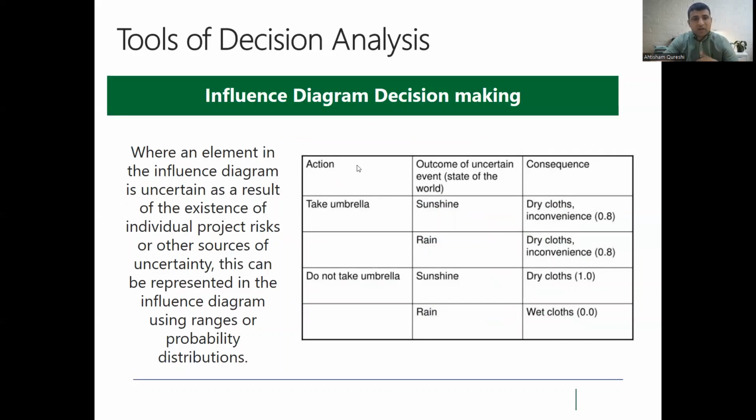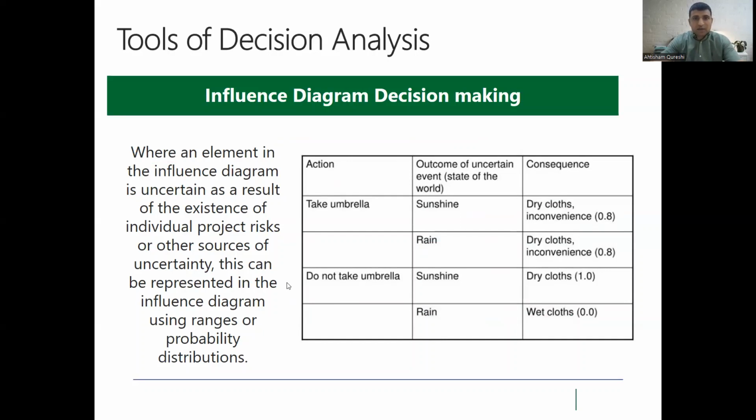Okay, an important aspect of the influence diagram is that whenever an element in the influence diagram is uncertain as a result of the existence of individual project risk or other sources of uncertainty, this can be represented in the influence diagram using ranges and probability distributions.